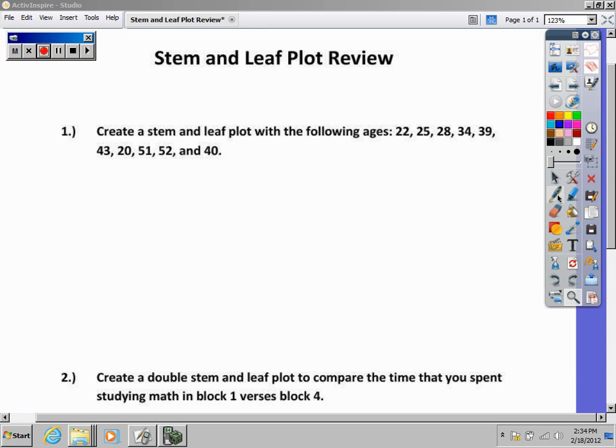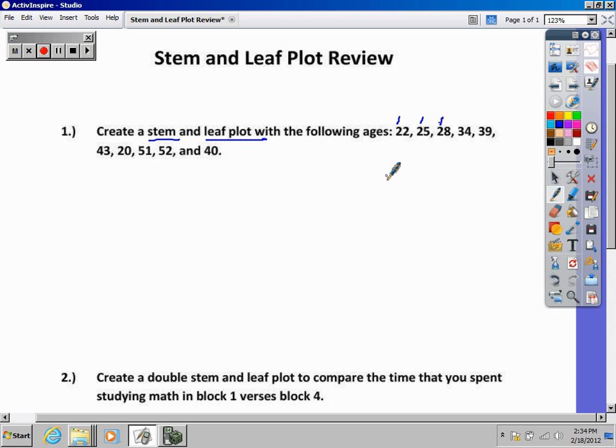In this video, I will review what a stem and leaf plot is and how to create one. So first of all, I have just some numbers that I'm supposed to arrange, their ages, with a stem and leaf plot. And basically the idea here is that I would look at the highest digit that I have in the number. So in this case, it's the tens. That's going to be my stem.